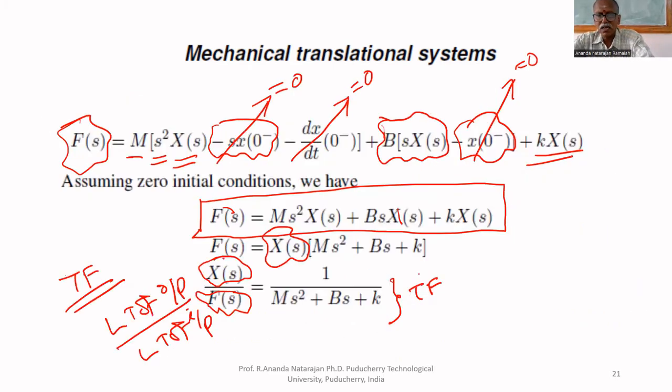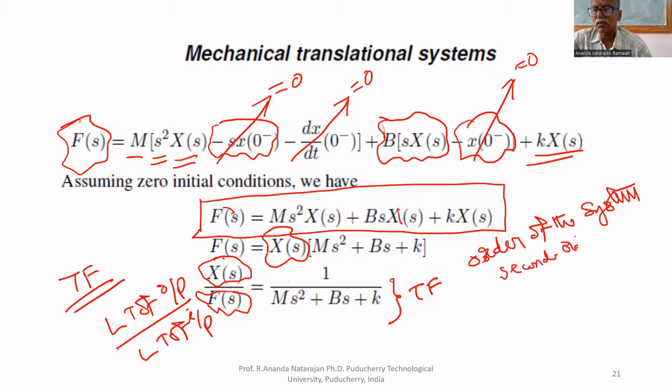Mechanical translational system. Here, the order of the system is second order. How are we saying that it is second order? Because of this s square in the denominator. S square in the denominator, not in the numerator. S square in the denominator, we can say that it is second order.